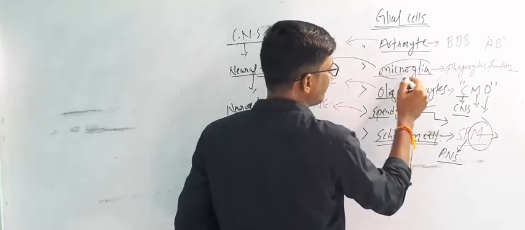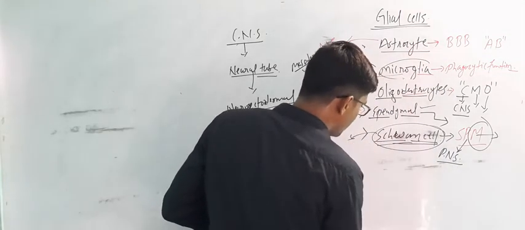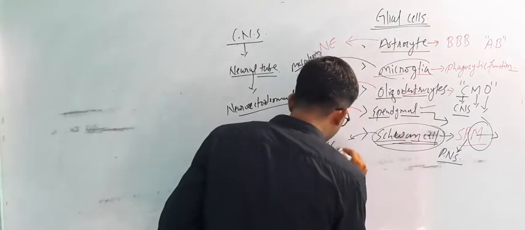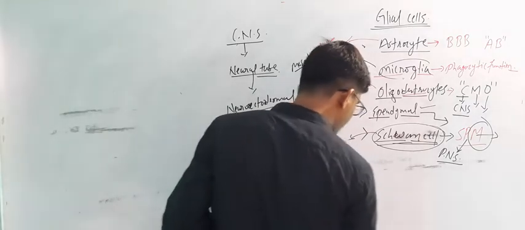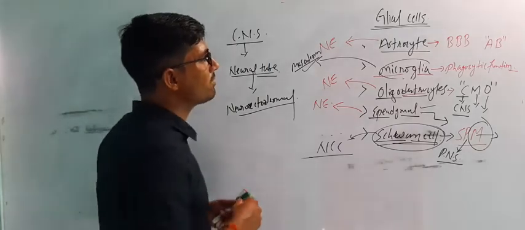So microglia are from mesoderm. Now the Schwann cells: they arise from NCC, neural crest cells. These are the things you have to remember in the glial cells.